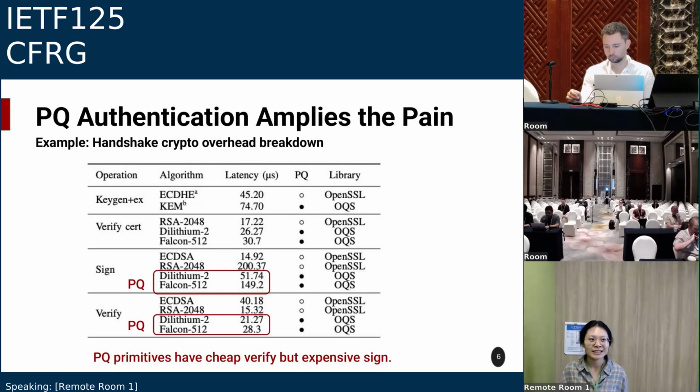And more importantly, the post-quantum migration amplified the pain. From our experiments, we found that when the post-quantum signature is used, the mutual authentication takes like 50 to 70% of the overall handshake crypto overhead. And this table shows more details. We can see, compared to ECDSA, Dilithium 2 is like 2.5 times slower for signing, and Falcon signing is like 9 times slower.